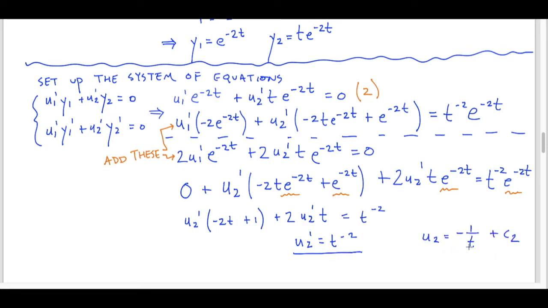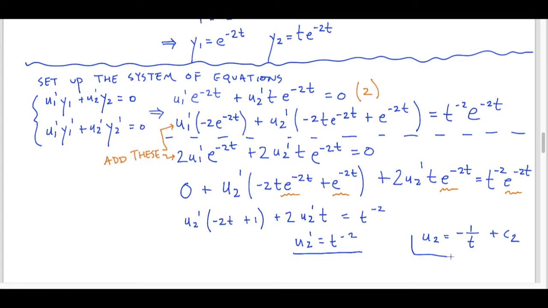That gives me this expression here. On the other hand, I'm going to take this and plug this back into one of my original equations in order to be able to solve for u1 prime. Before I do that, let me just point out in this u sub 2, since I anti-differentiated, I need to introduce a constant of integration, and I've called it c sub 2. This is one of the solution functions that I'm trying to solve.